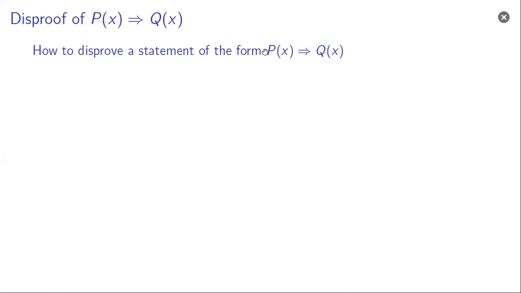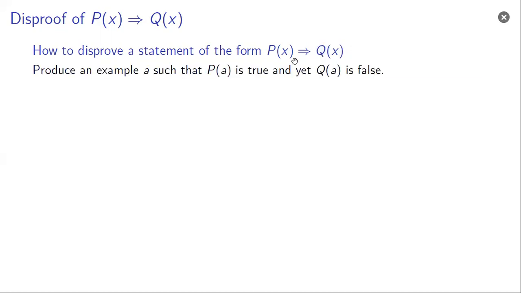Why? Because how do we disprove a conditional statement? How do we negate a conditional statement, right? What we want is the negation of the conditional statement. That's how we're going to disprove it. So how do we negate a conditional statement? Answer, we make this true and this false, right?